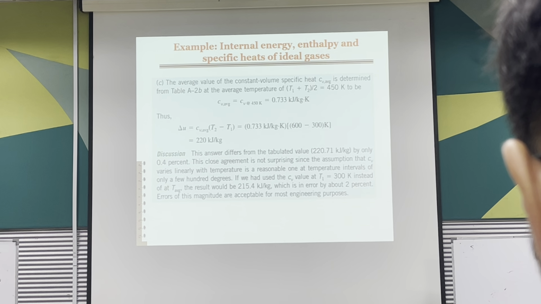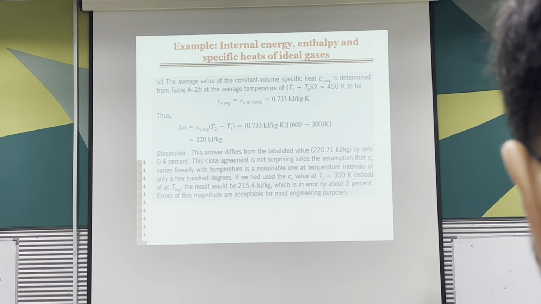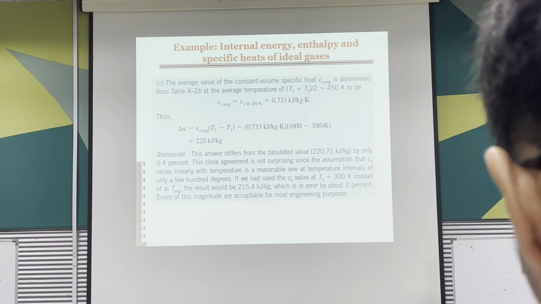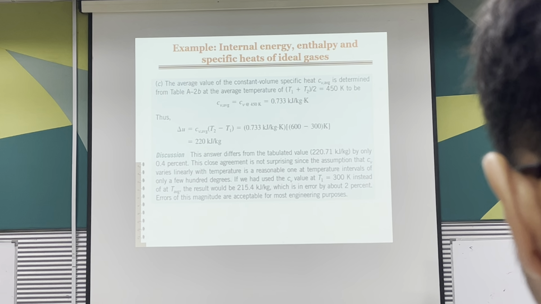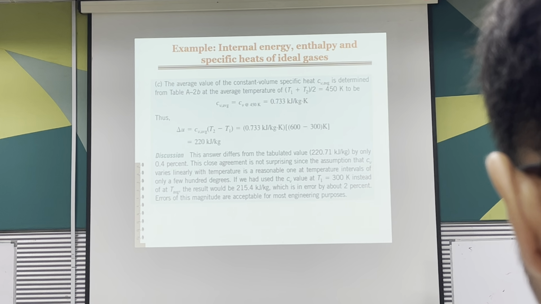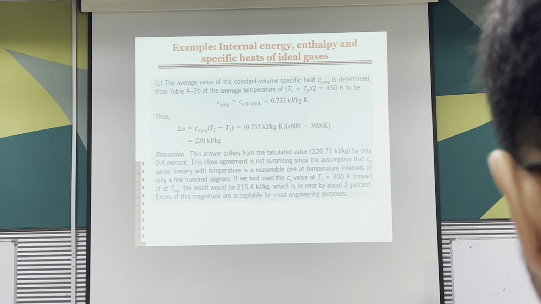So like I said, this method is actually quite close. That's why sometimes, instead of looking for the table, we will just do the calculation because it's faster. This close agreement is not surprising, since the assumption that CV varies linearly with temperature is a reasonable one at intervals of a few hundred degrees. Here the difference is 200, as we mentioned just now. So even at 300, the value is still quite accurate.